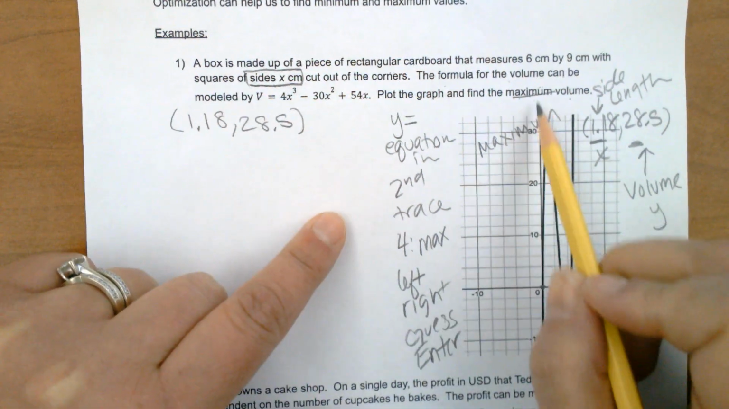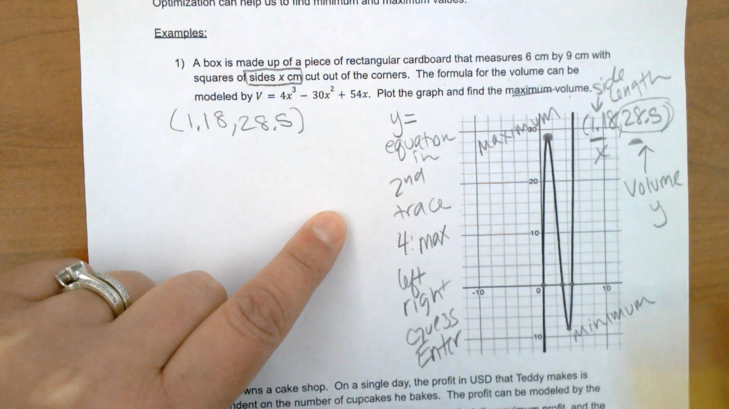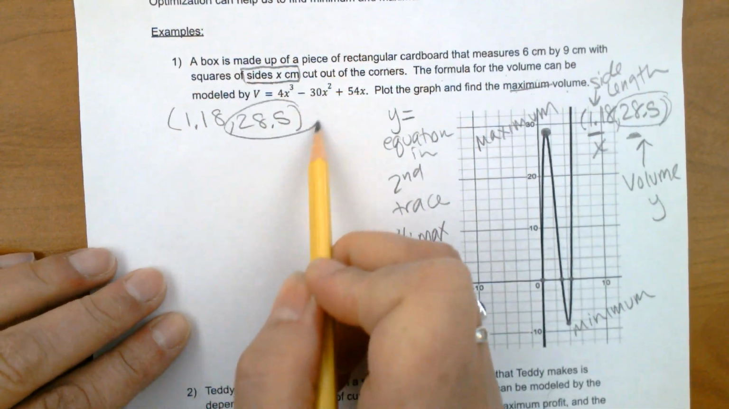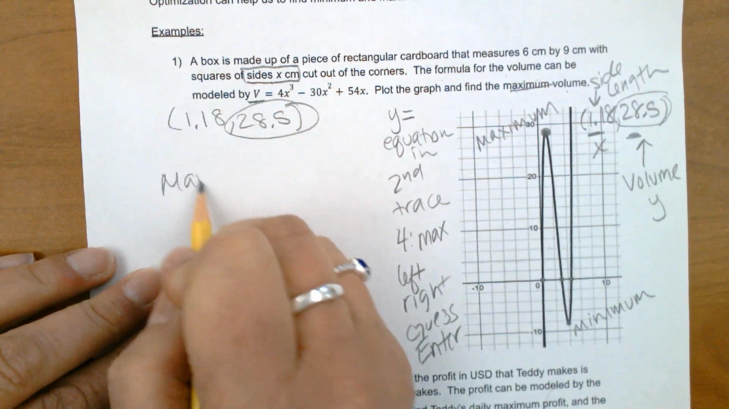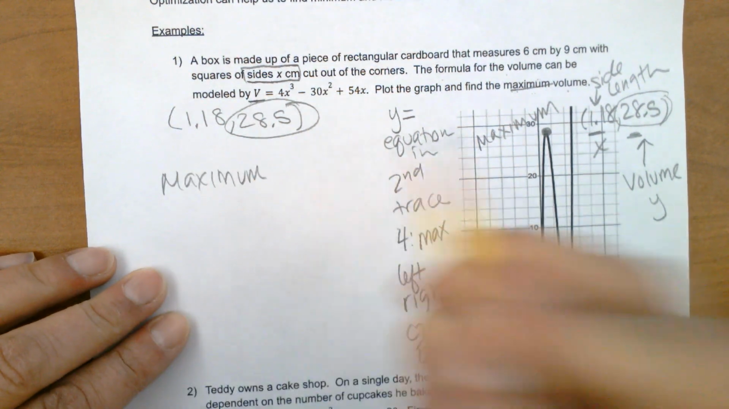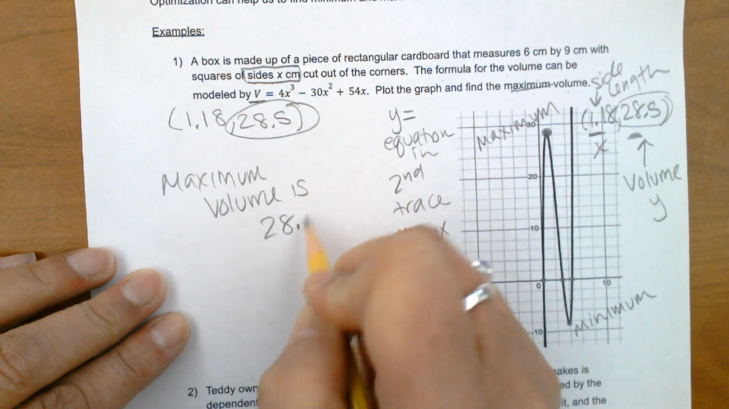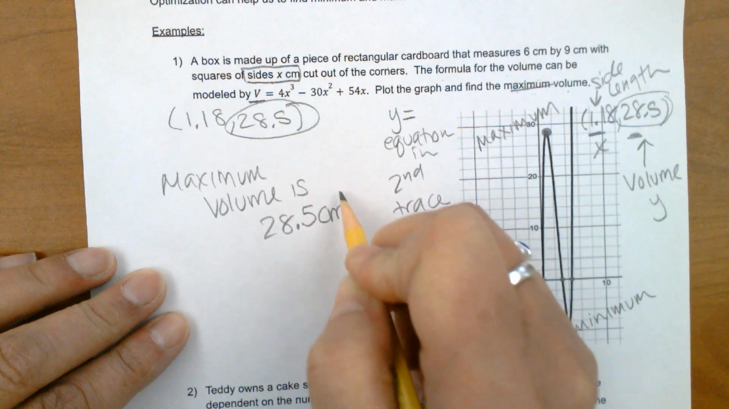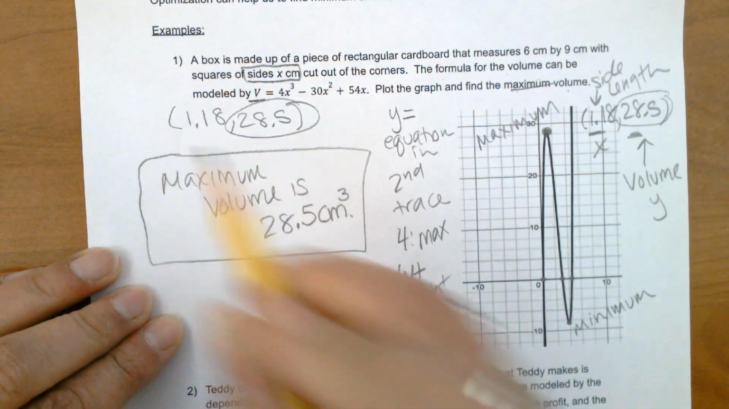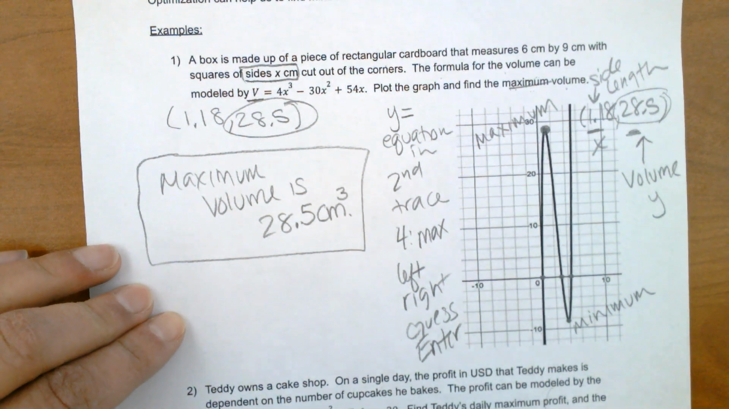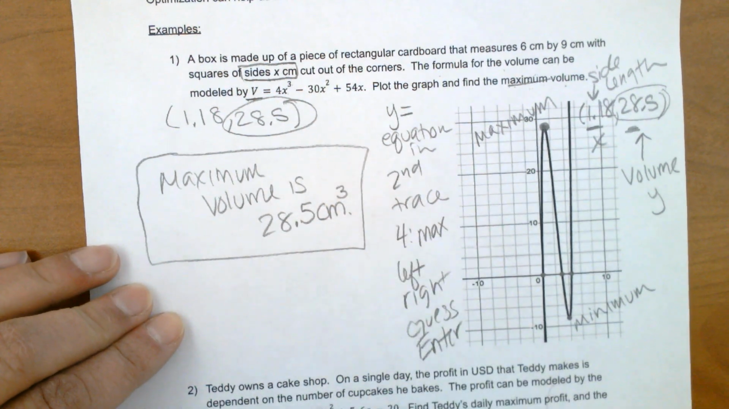So when we answer the question, find the maximum volume, we want the 28.5. So we want the 28.5 because that is what they say the volume is. So maximum volume is 28.5 centimeters cubed. And the reason why it's cubed is because volume has 3 dimensions, length, width, and height. And in our formula, we have a cube, so it's centimeters cubed.